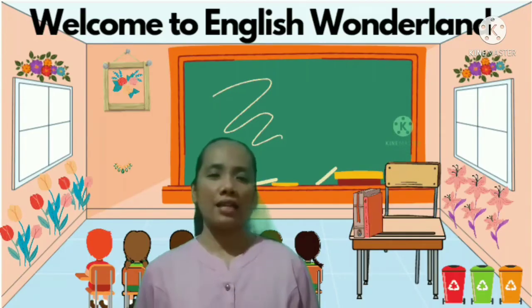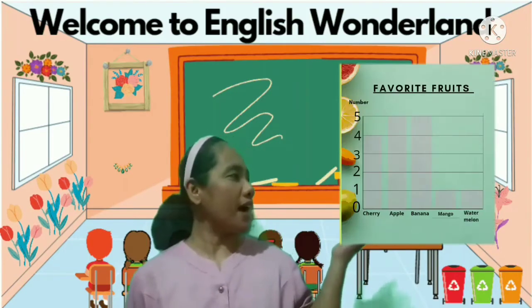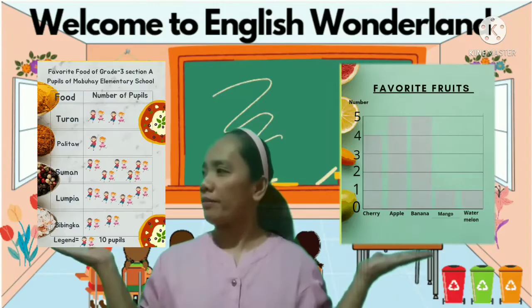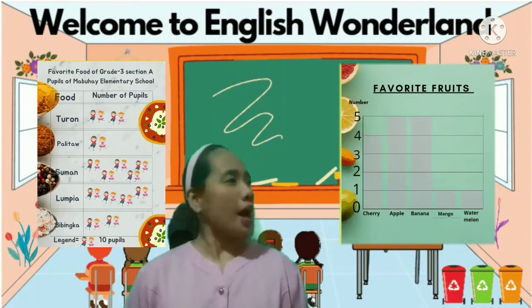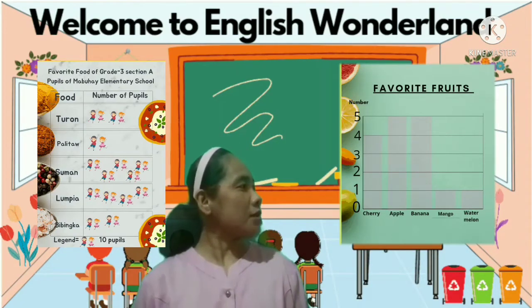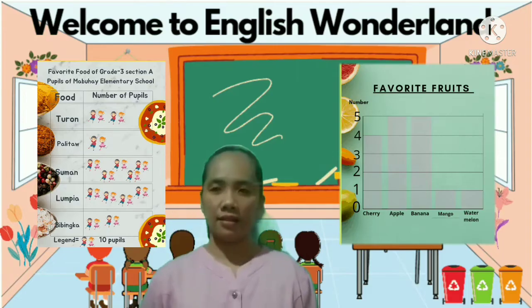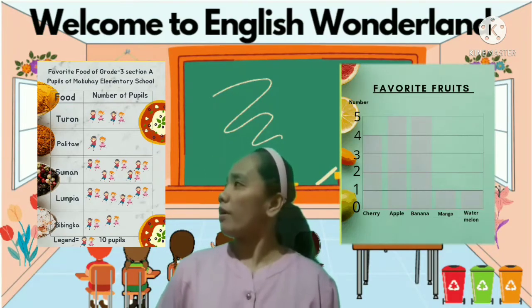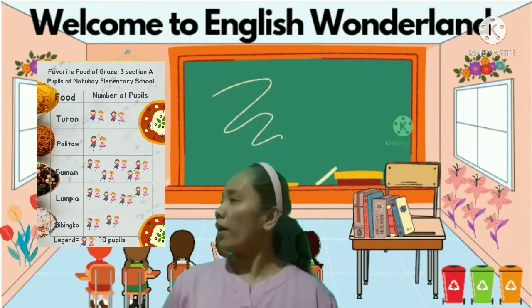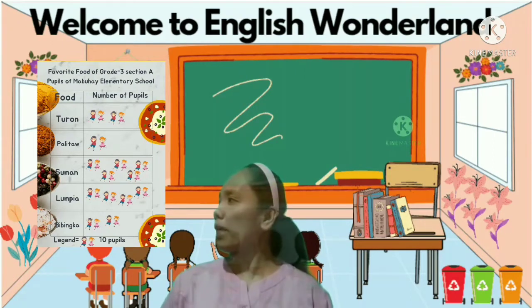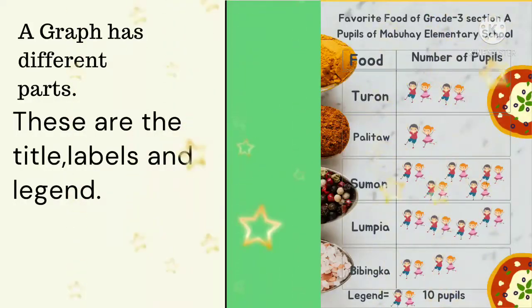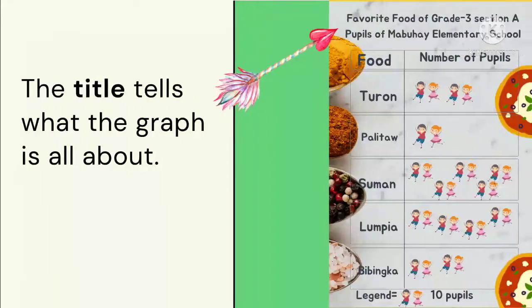There are different kinds of graphs. A bar graph and a pictograph. A bar graph uses bars to represent information, while a pictograph represents data or information by using pictures. A graph has different parts. These are the title, labels, and legend.